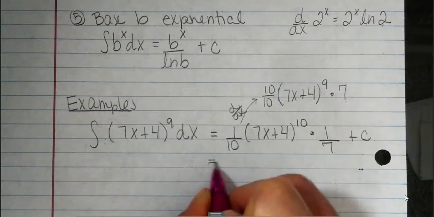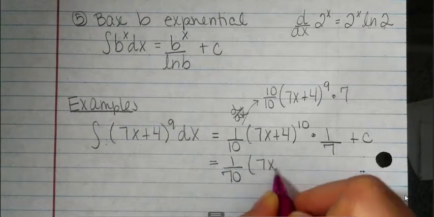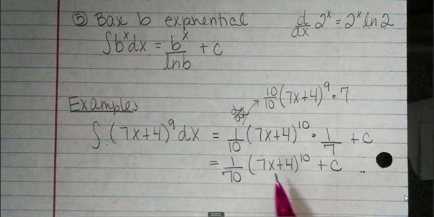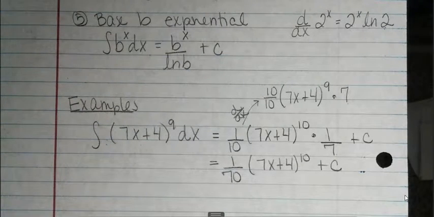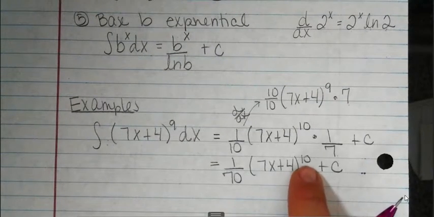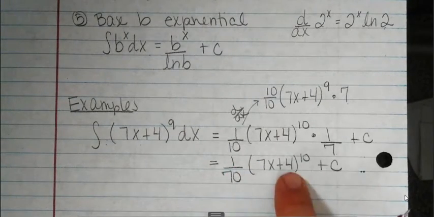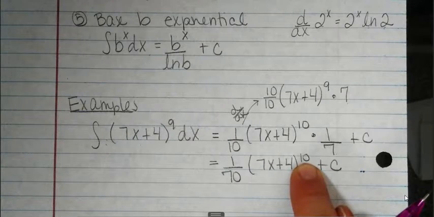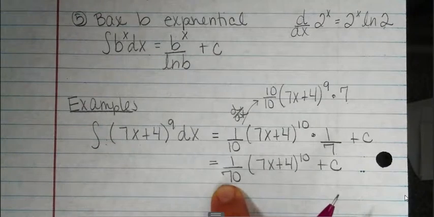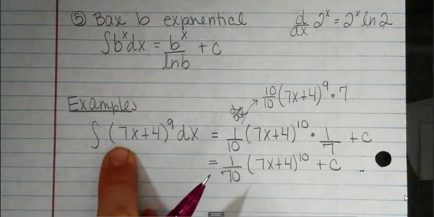Okay, I'm going to simplify this. So really I'd have 1 over 70 times quantity 7x plus 4 to the 10th plus c. So if I wanted to check this, what I could then do is take the derivative, right? If I take the derivative of this, again, I'm going to bring down that 10. I'm going to end up with 10 over 70 times this to the 9th. Then I'm going to multiply that by the 7, which is going to get rid of this 70 and the 10. So it all ends up going right back to what I've got there.